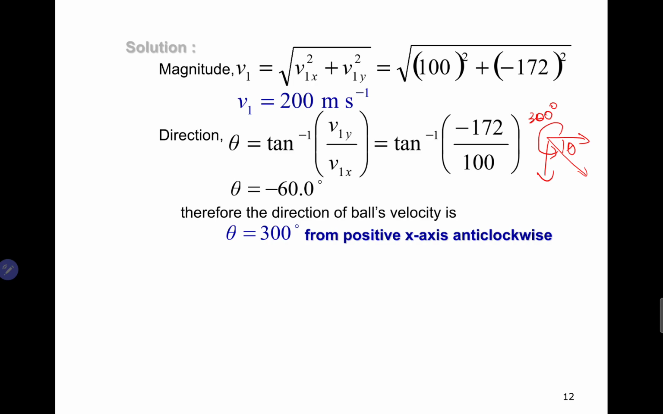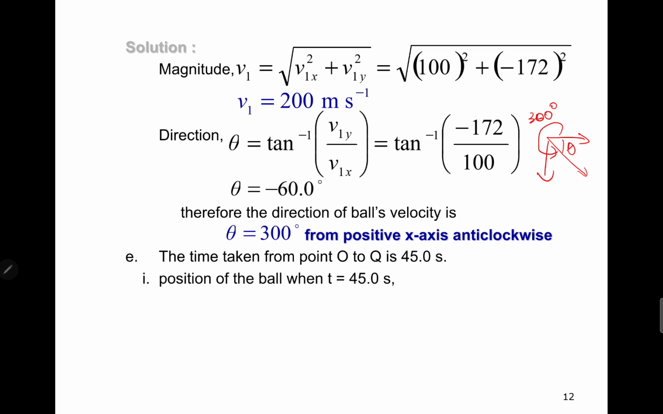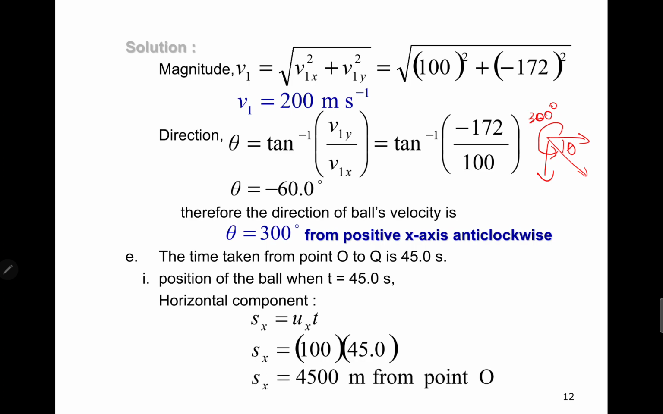Now the last one, point O to Q, 45 seconds. So 45 seconds means it has passed through point P, moving further down. Since the time is already given, we can determine the position. Calculate back the value of displacement x and the value of displacement y.